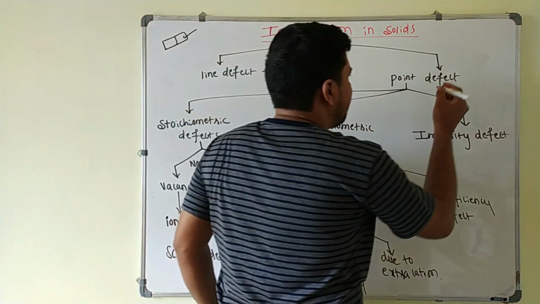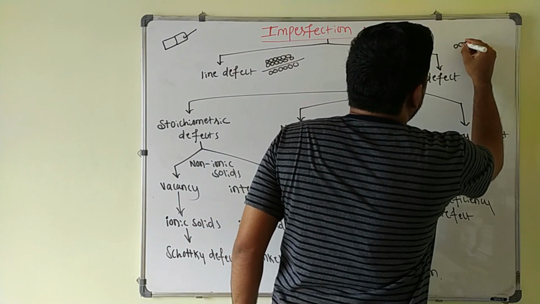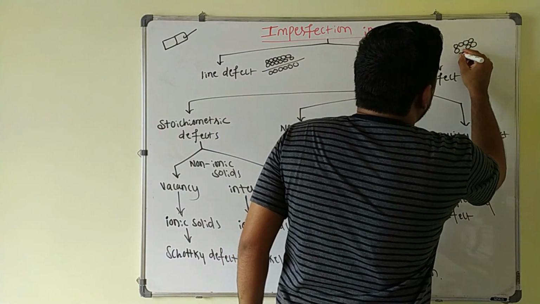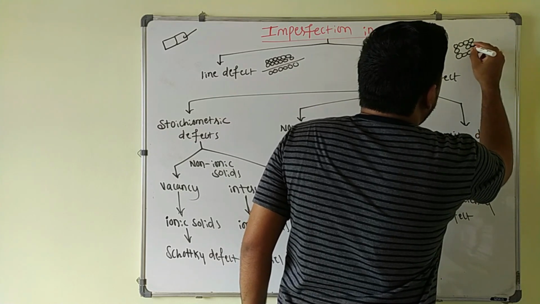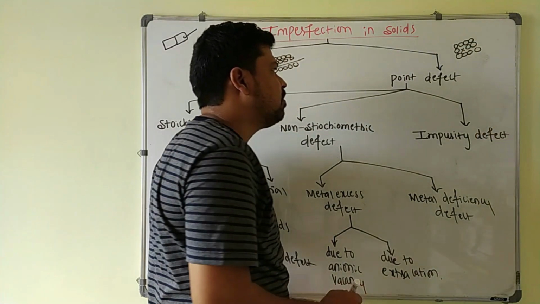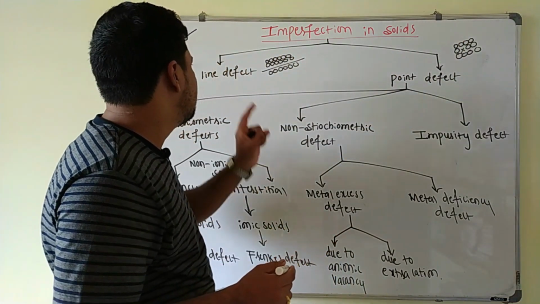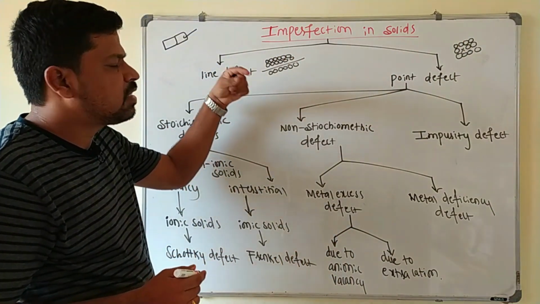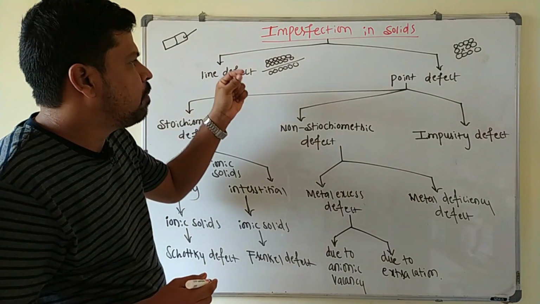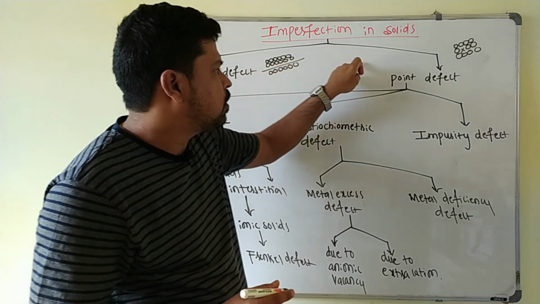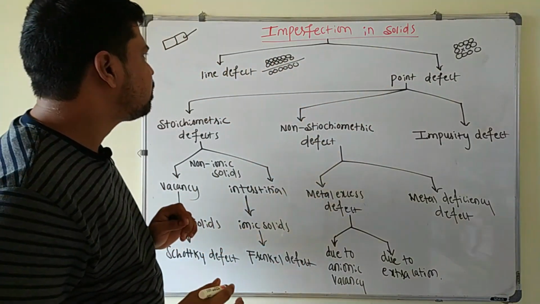In the case of a point defect, it is the irregularity in the ideal arrangement of particles around a point. So one point is missing here. One point missing means a point defect. One lattice point is missing. So these are the line defects, in which a complete line of the constituent particles is missing. These defects produce defects in the solids.